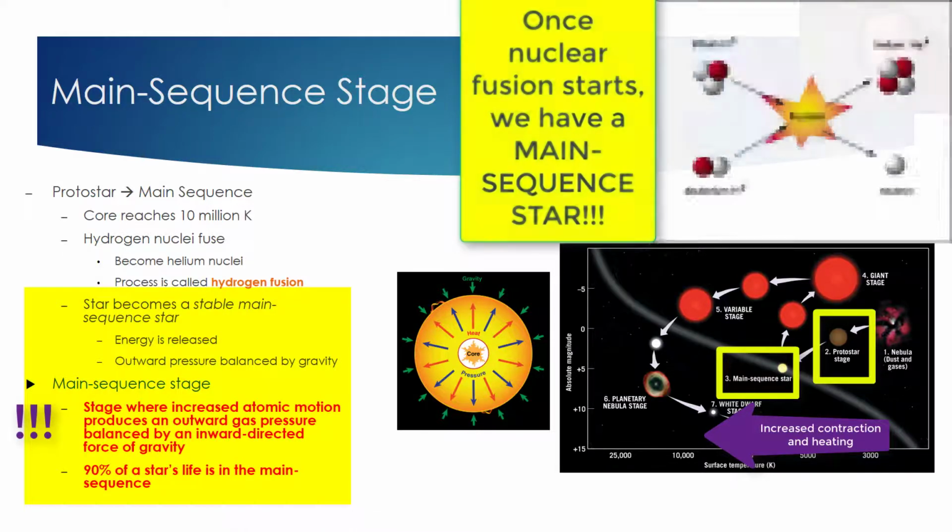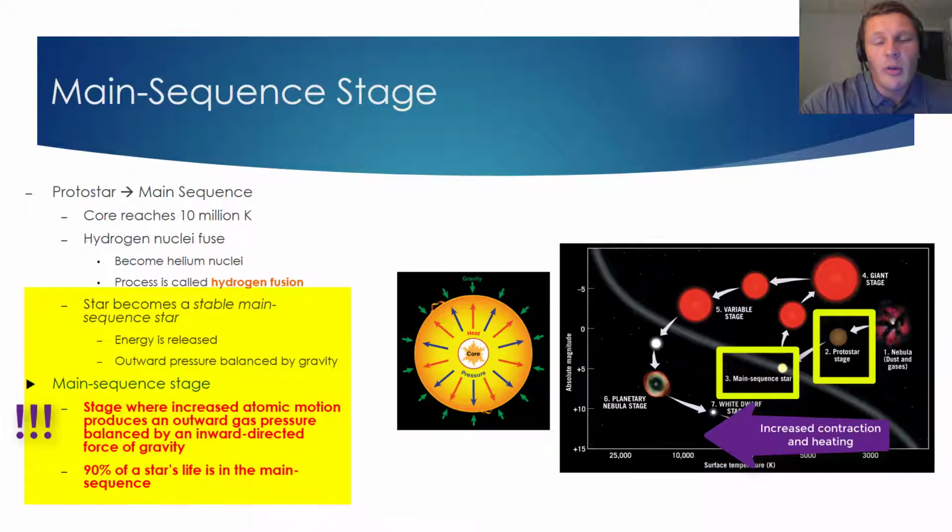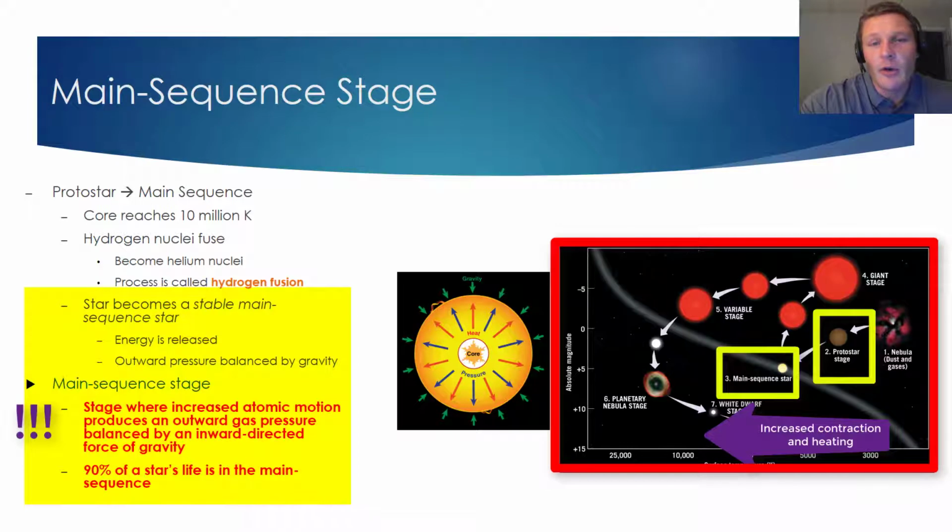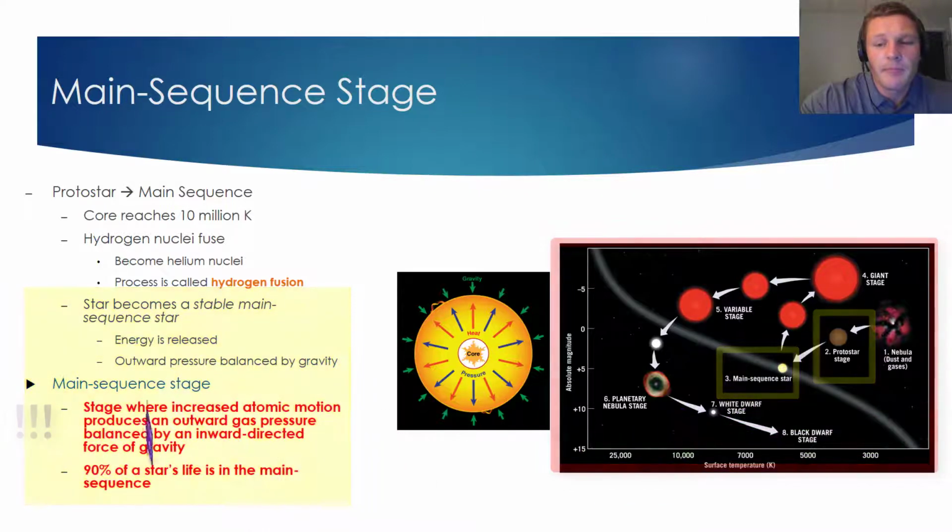I'd like to stress once more that when we look at the big picture for stellar evolution, stars spend 90% of their lives in the main sequence stage. If we take a look at the Hertzsprung-Russell picture that overviews stellar evolution, when we transition from protostar stage to main sequence stage, we see a pretty substantial increase in surface temperature and a slight decrease in absolute magnitude.